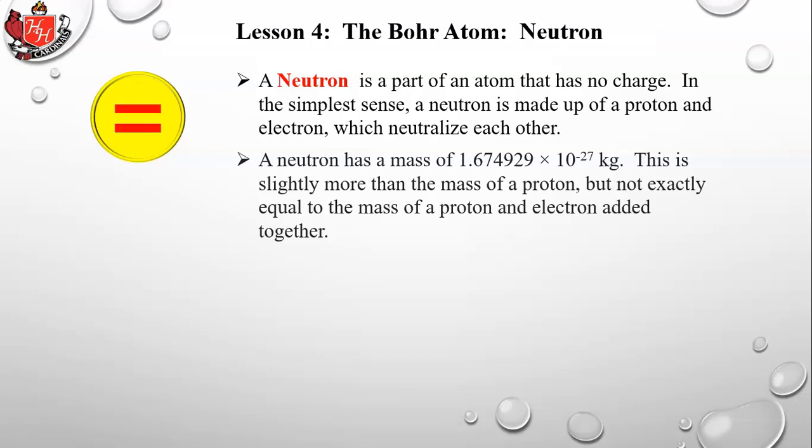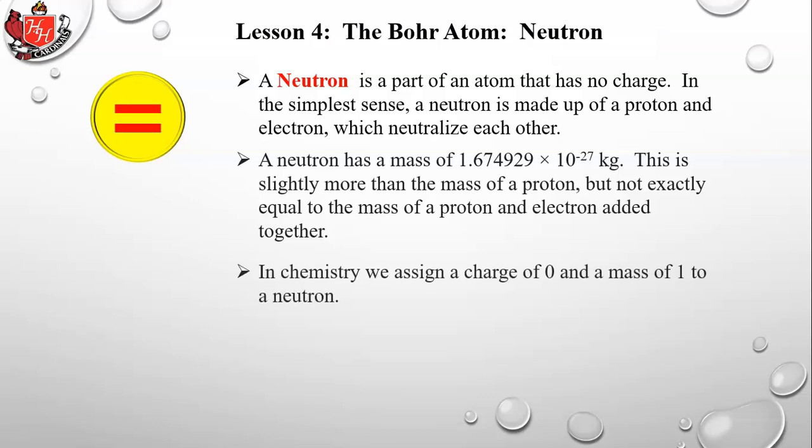Anyway, that's kind of trivia. You don't have to understand that. Here's what you just need to understand. In chemistry, we assign a charge of 0 to a neutron because it has no charge, and a mass of 1 to a neutron. That's the same mass we assign to a proton. So for our purposes in this class, and there are no trick questions that are going to try to get you on this, you assume that the mass of a proton and a neutron are exactly the same, and we simply call that one atomic mass unit.